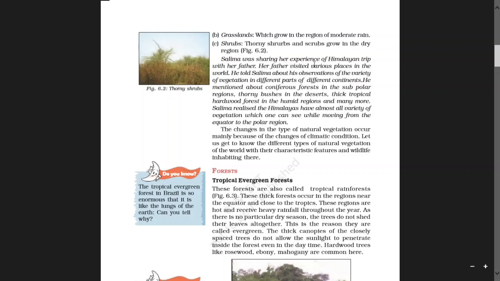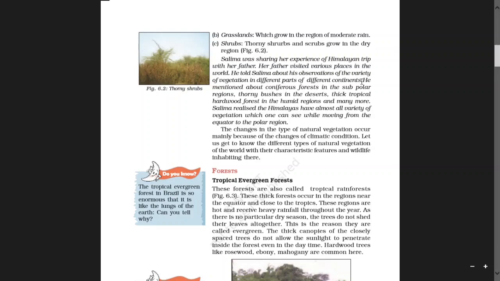Salima was sharing her experience of the Himalayan trip with her father, whatever she observed on that trip. Her father had visited various places in the world. He told Salima about his observations of the variety of vegetation in different parts of different continents.